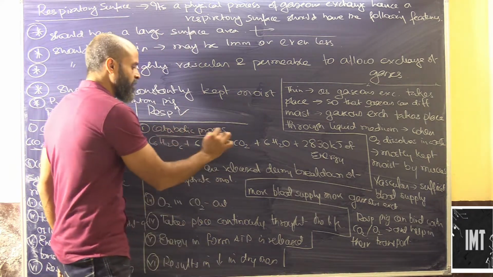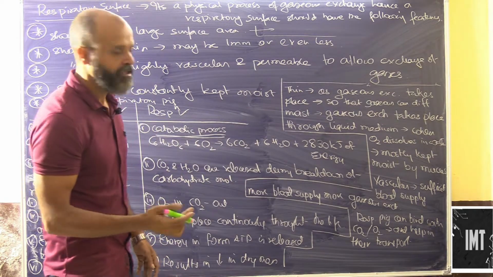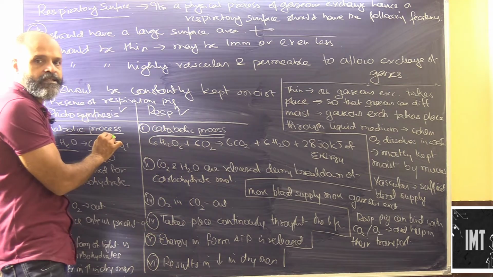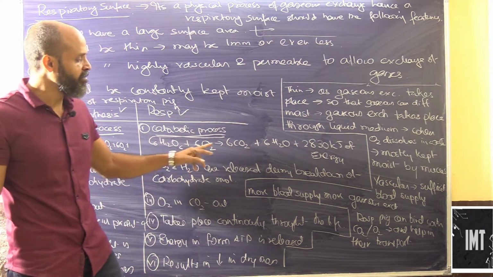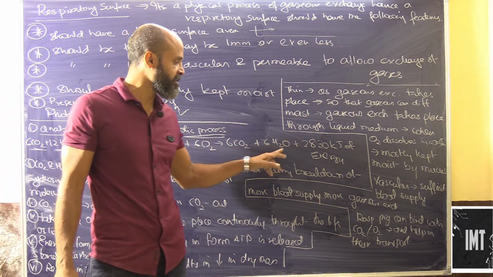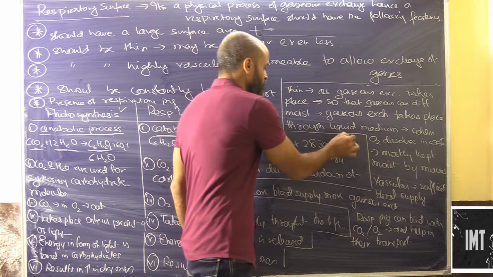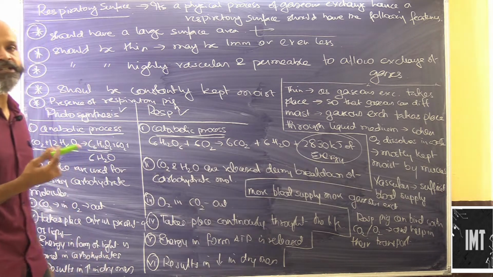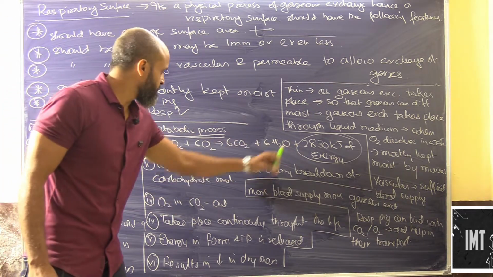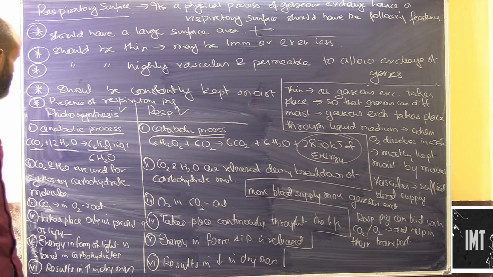Whereas if you look into respiration, it is a breakdown process. This is a synthesis process and this is a breakdown process in which the glucose molecule gets broken down into carbon dioxide, water, and approximately 2830 kilojoules of energy is released. So that's basically a catabolic process, respiration.